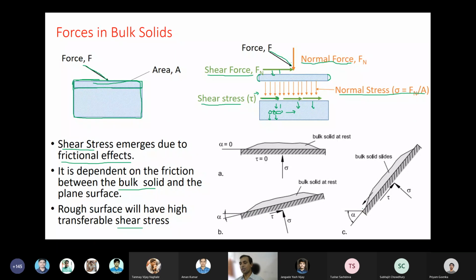But when you incline to a certain angle, the particles will tend to fall down. Obviously, some particles will fall down, and some particles will show some resistance. That resistance is due to the internal friction between particles and the friction between the particles and the solid surface. That is known as the shear stress.